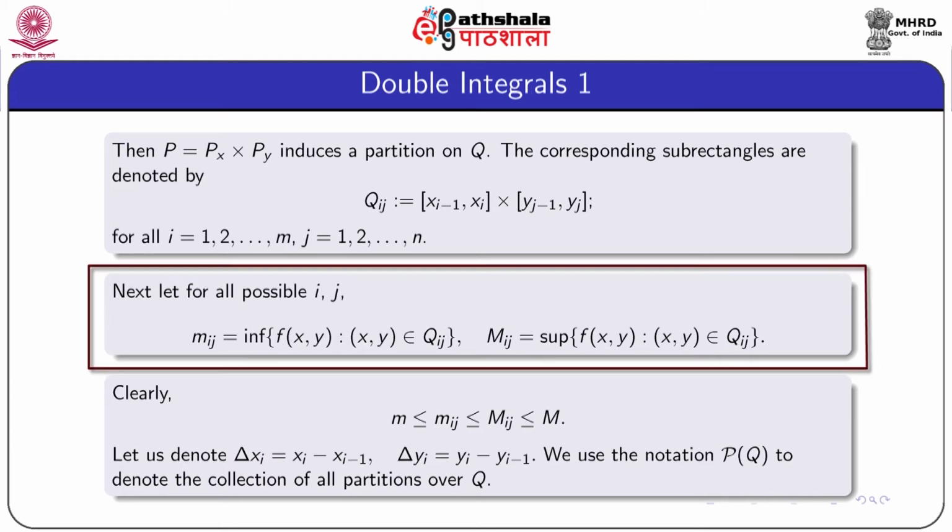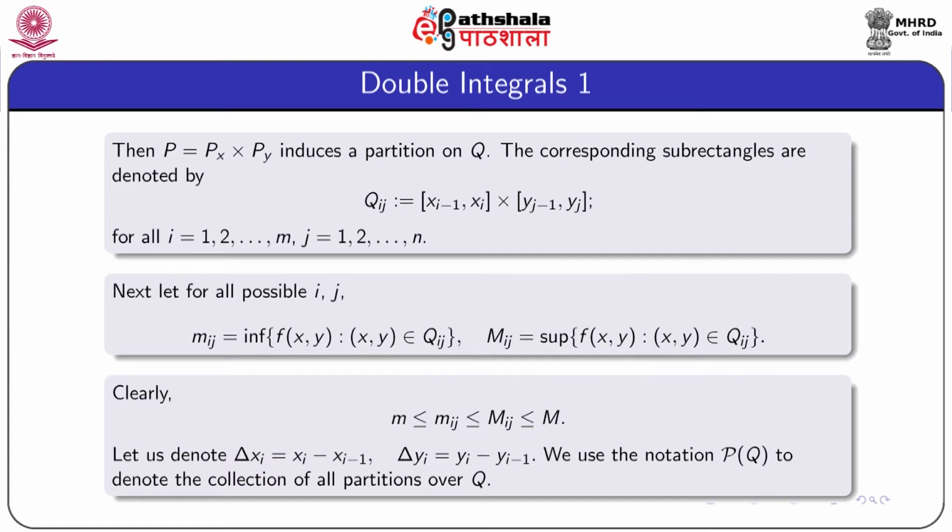Next, for all possible ij, let small mij and capital Mij denote respectively the infimum and supremum of the values of f whenever xy is in Qij. Clearly, small m less or equal to small mij less or equal to capital Mij less or equal to capital M. Let us denote delta xi equal to xi minus xi minus 1, that is the length of the ith subinterval, and similarly for y. We use the notation script P of Q to denote the collection of all partitions over Q.